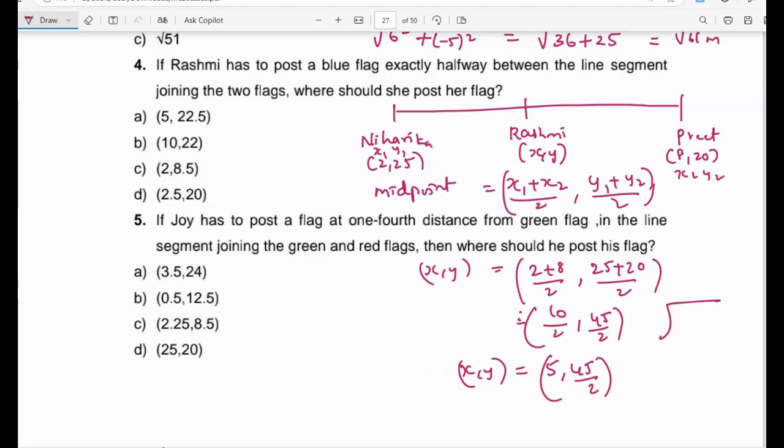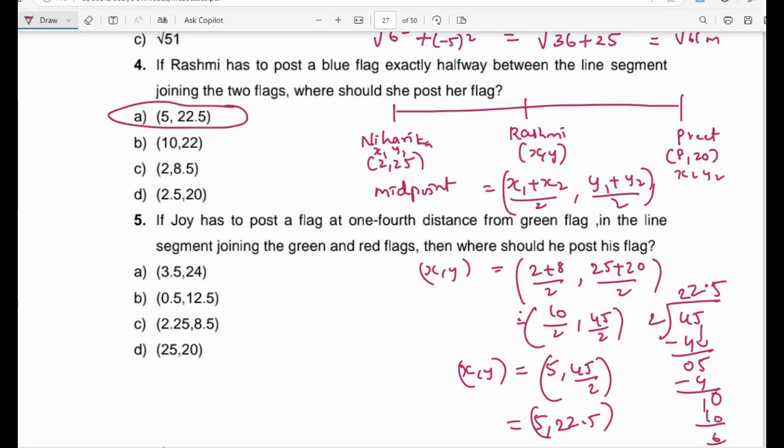That will be dividing 45 by 2. 2 2s are 4, 0 and 5 below, minus, 2 2s are 4 again. The remainder will be 1, and then point 0. 2 5s are 10. So the value will be 5 comma 22.5, the position where Lakshmi will be placing the flag.